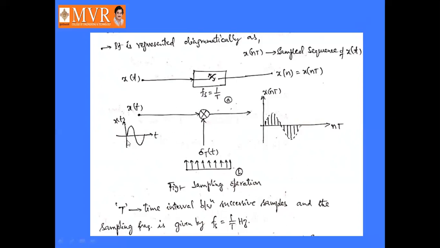So x of t is the continuous time signal, and delta T of t is the train of impulses. These two are multiplied so that we get the sample sequence of x of t, that is x of nT. The graph of x of nT versus nT is like this, and this is called the discrete time signal, divided into equal intervals of time. These diagrams relate to the sampling operation, where capital T is the time interval between successive samples, and the sampling frequency is given by Fs equal to 1 by T Hz.